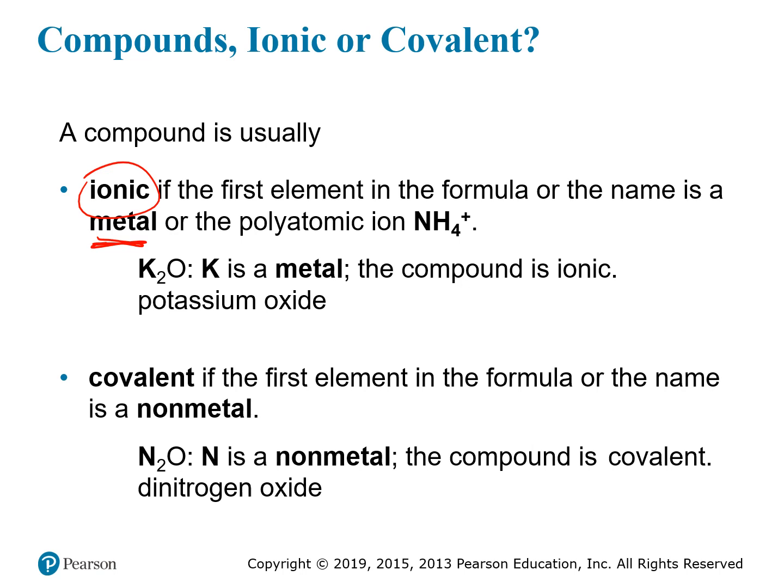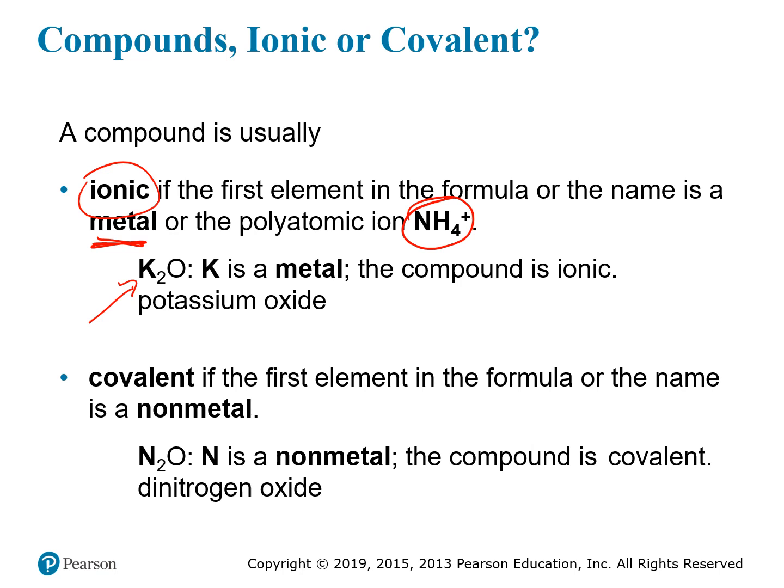The only way that you could have an ionic compound without a metal is if you have this NH4+ ion instead. The metal would be the positive ion in an ionic compound. So this is the only polyatomic positive ion that we deal with in this course that could take the place of a metal. So either a metal or NH4+. Those are the only two choices for the beginning of an ionic compound, the first part of the name or the formula. Okay, so K2O, K is potassium, that's a metal, so it's definitely ionic.